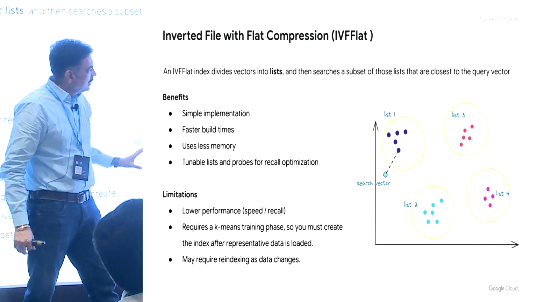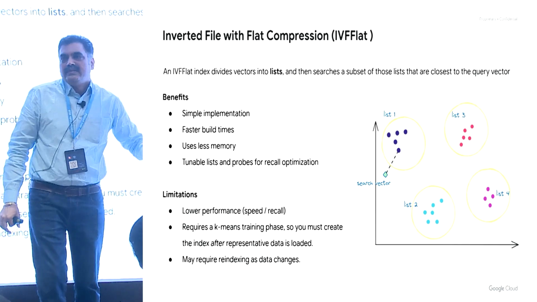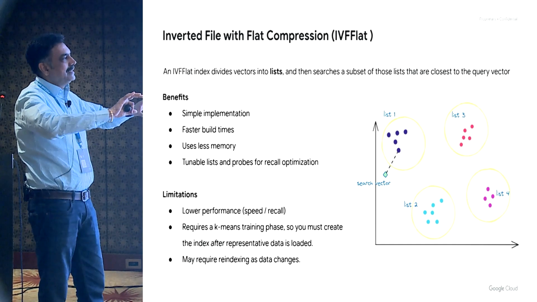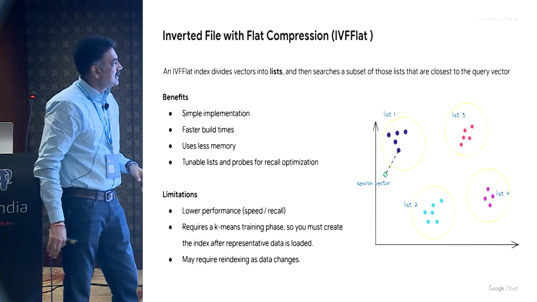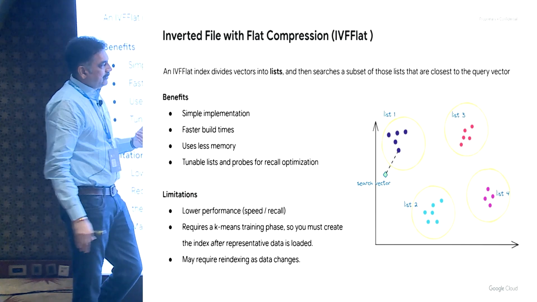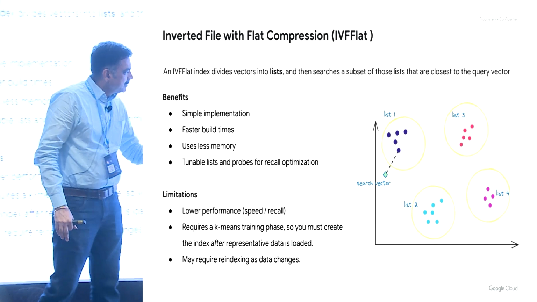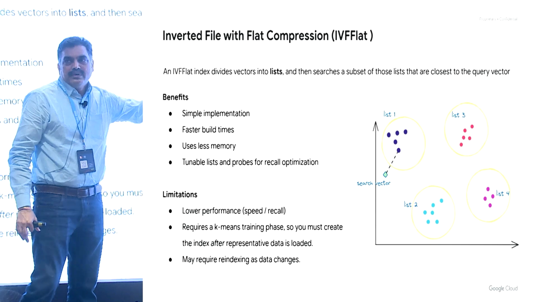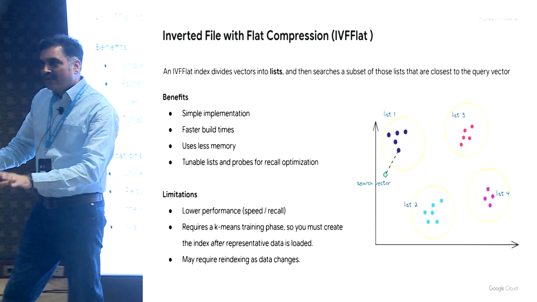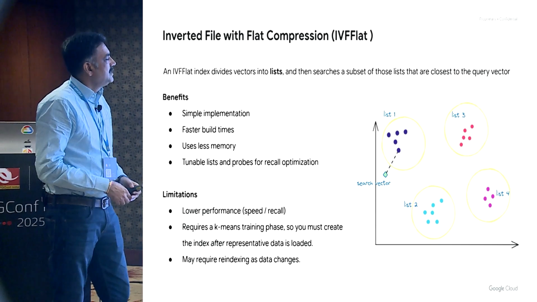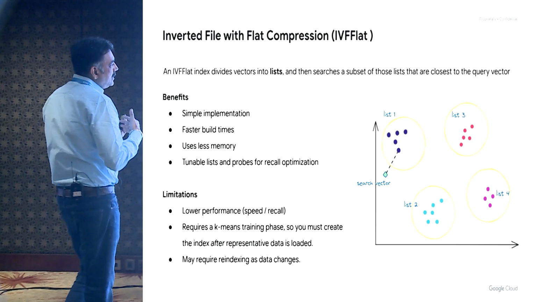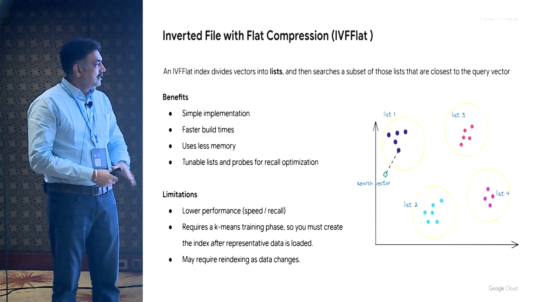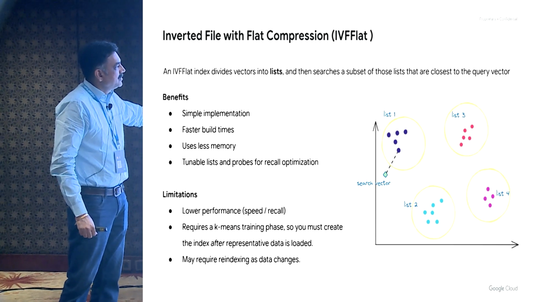So I can say I want 100 lists, I want 1000 lists when we actually create the IVF flat. So it divides data into those clusters, and then when you actually get the query, you know which cluster to go in, and you find the nearest neighbor for that. This is how IVF flat operates. Very simple implementation. It is very quick to build compared to HNSW. Uses less memory. So these are certain benefits of IVF flat.